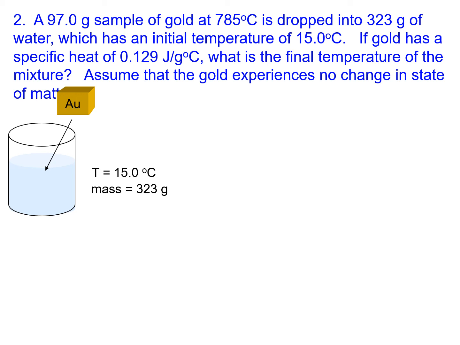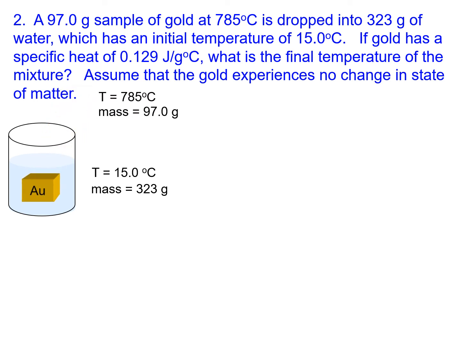A 95-gram sample of gold at 785 degrees C is dropped into 325 grams of water. It tells you the initial temperature of the water. It tells you the specific heat of the gold, and it's asking you for the final temperature. So again, you want to make sure what the temperature of the gold is, what the temperature of the water is, the heat that is lost from the gold is gained in the water.